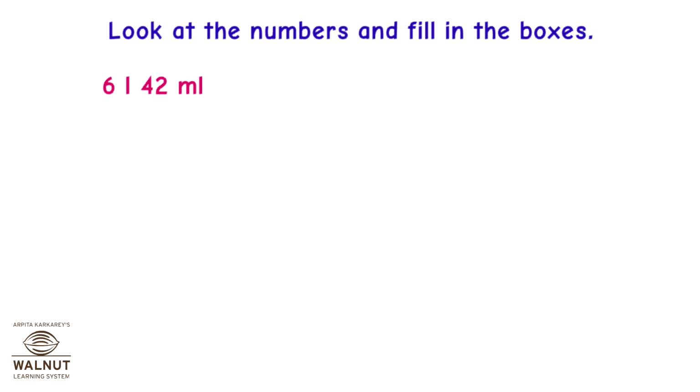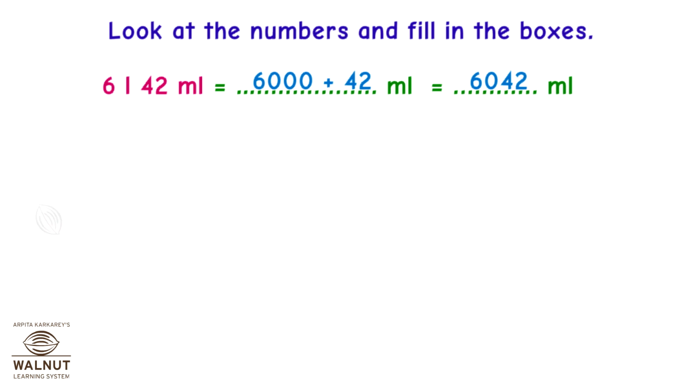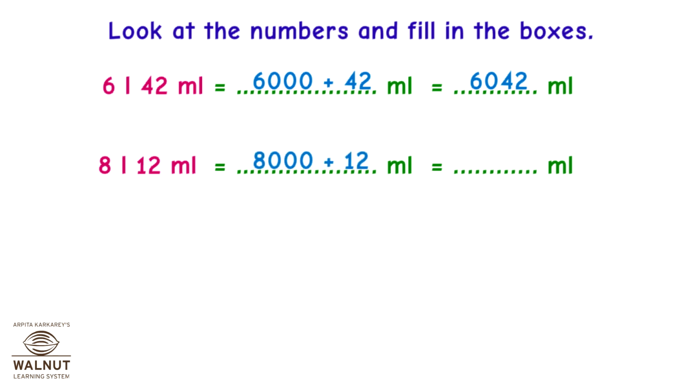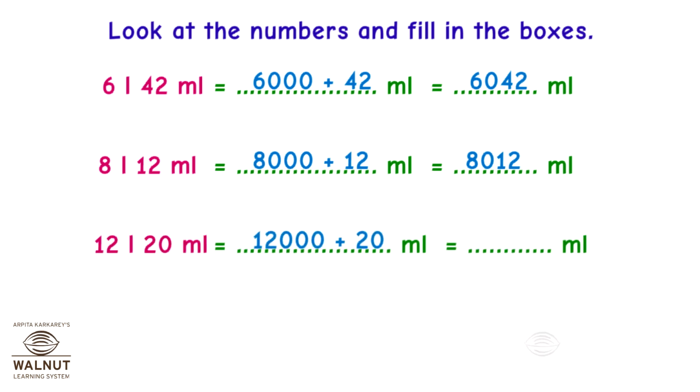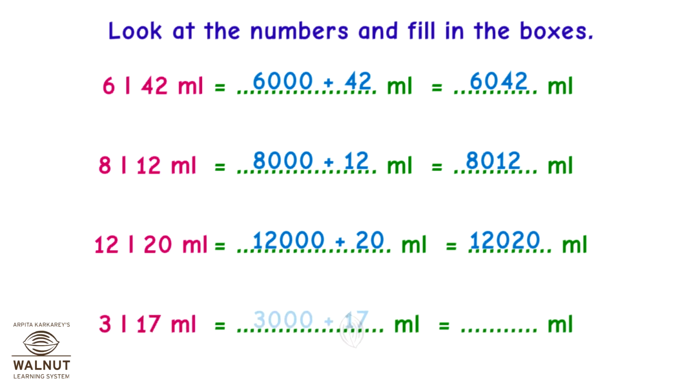6 liters and 42 milliliters is equal to 6,000 plus 42 milliliters, which is equal to 6,042 milliliters. 8L and 12 ml is equal to 8,000 plus 12 ml, which is equal to 8,012 ml. 12L and 20 ml is equal to 12,000 plus 20 ml, which is equal to 12,020 ml. 3L and 17 ml is equal to 3,000 plus 17 ml, which is equal to 3,017 ml.